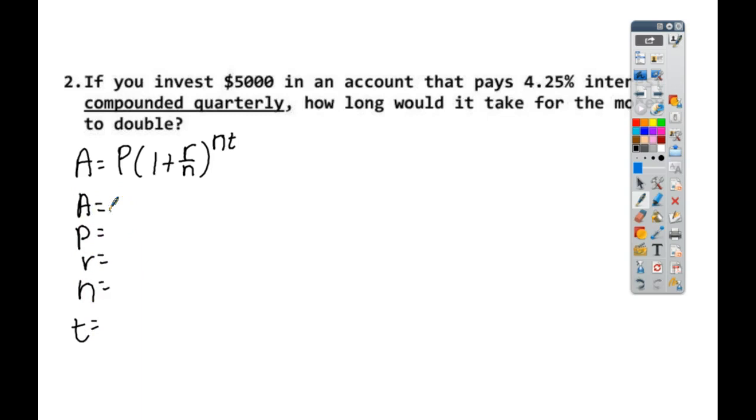So the 5,000, is that an initial or final? It's initial. The rate, 0.0425. Quarterly is 4. And then what does it say? So did it give you a time? So what's the A then? If I initially put 5,000 in, the final amount is double, which is 10,000.